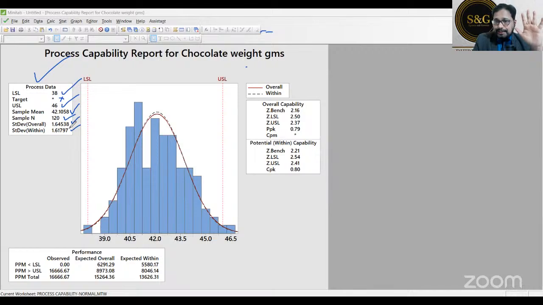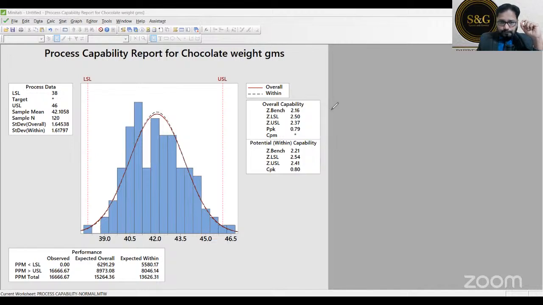Just try to understand this. Now, as I mentioned to you earlier, this entire data set is made up of 12 samples. Target will be defined by, yeah, so we can put the target. I'll show you how to calculate the target. Right now we have just put USL and LSL, that's it.